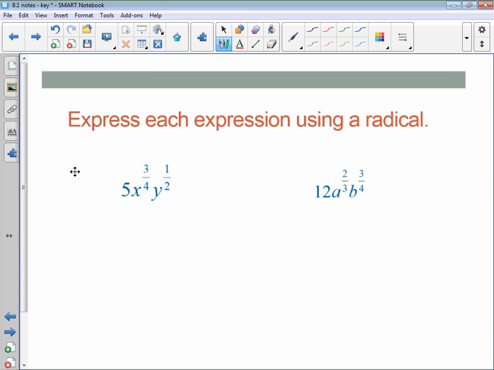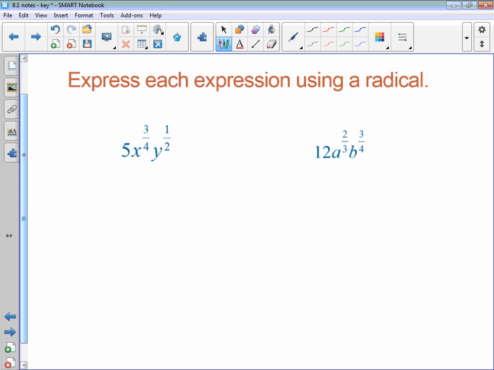All right, so we're going to express these using a radical. So we're sort of going in reverse here. Jot them down, and then I'll show you how. It's very easy once you understand what you're doing.